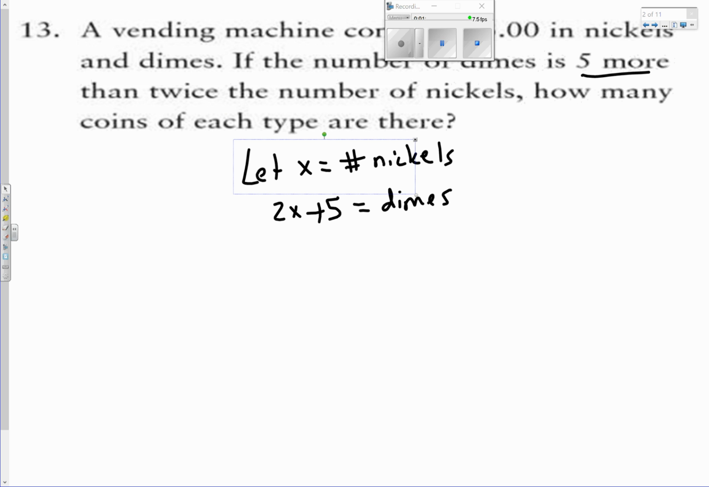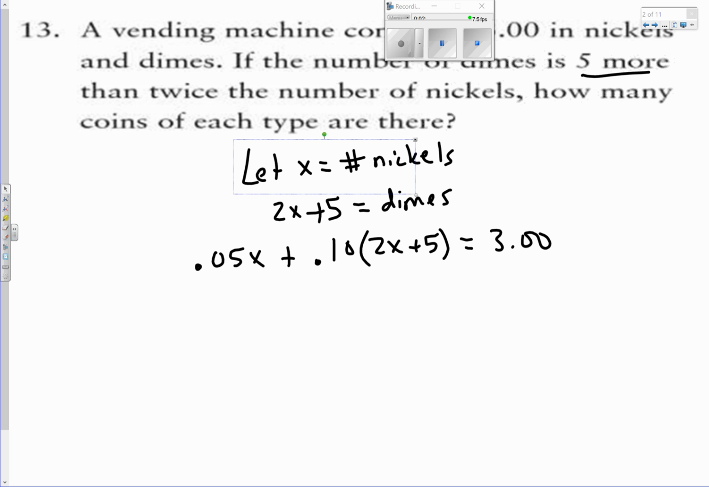So we don't know how many coins we have altogether, but we do know that they amount to $3 altogether. We know that nickels are 5 cents each, so we're going to do 5 cents, which is 0.05. I called the number of nickels x, so 0.05x. And dimes are 10 cents each, so we're going to put 0.10. And the number of dimes is 2x plus 5, so I'm going to put 2x plus 5. And then altogether that amount is $3.